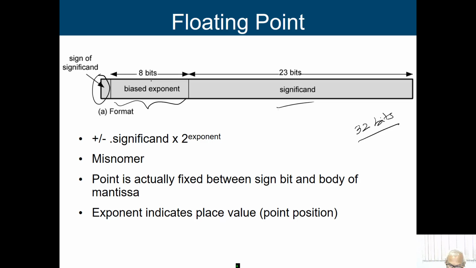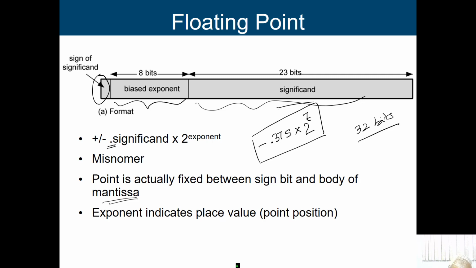So, this is the way we can look at it. This is the mantissa part, this is the exponent part, and this is the sign bit. Here the decimal point is actually fixed between the sign bit and the body of the mantissa. So, this is the significand or the mantissa, and the decimal point is between these. So basically you can say that this is minus 0.375 into 2 to the power 7, maybe this is the representation.